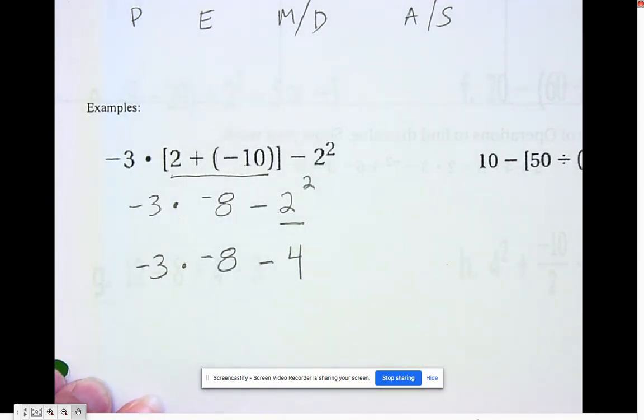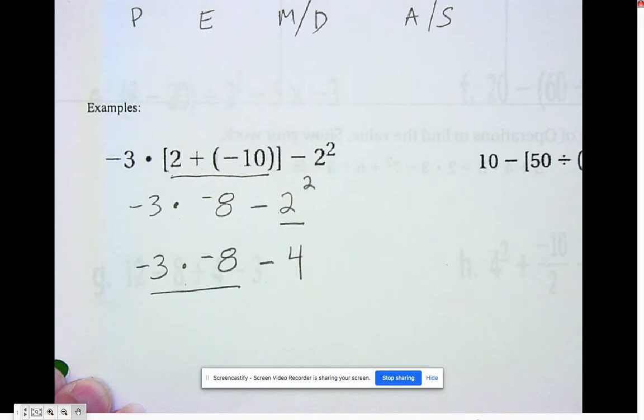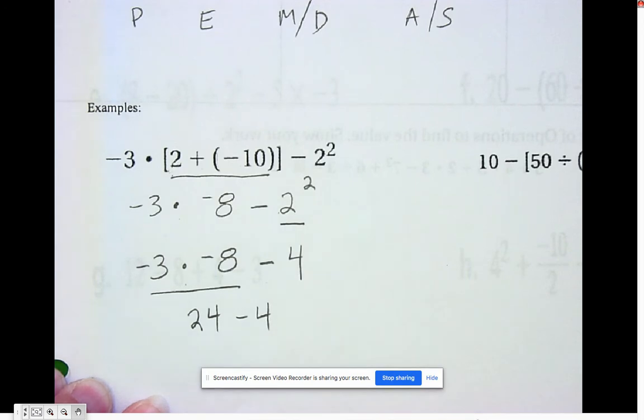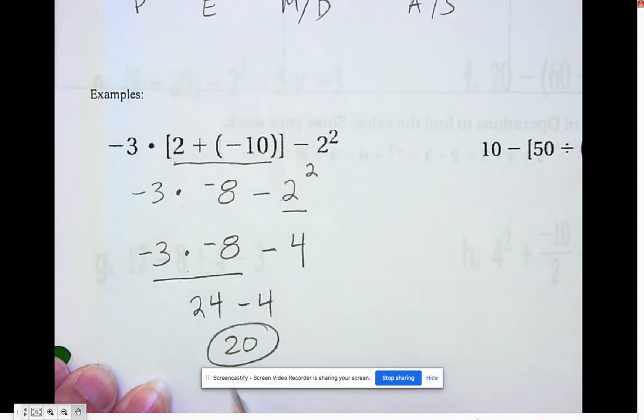Now it looks like I've got a multiplication and a subtraction. Which one should I do next? I'm going to multiply. Negative 3 times negative 8 should be positive 24, minus 4. So it looks like I only have one operation left to do. 24 minus 4 is 20. There we go.